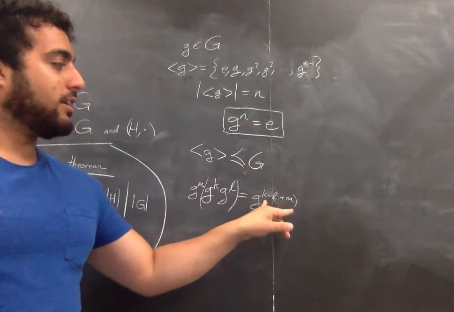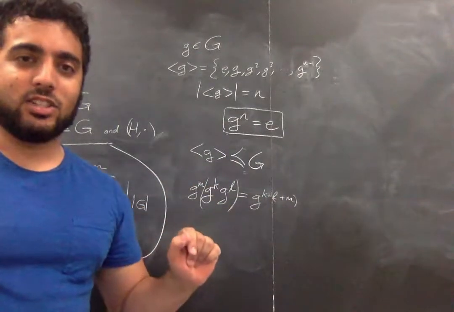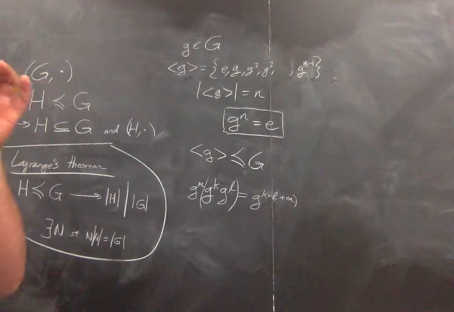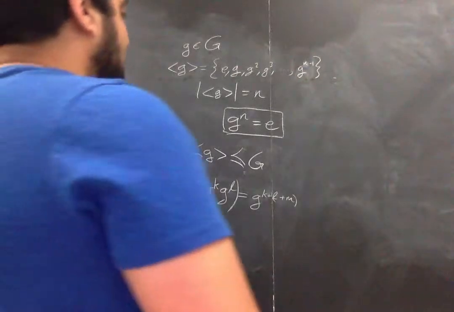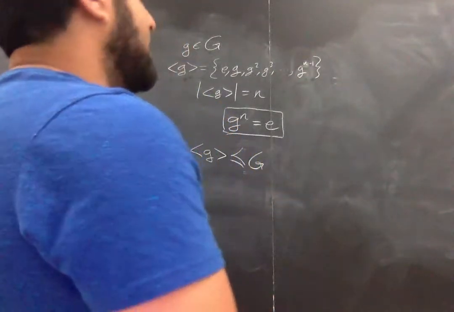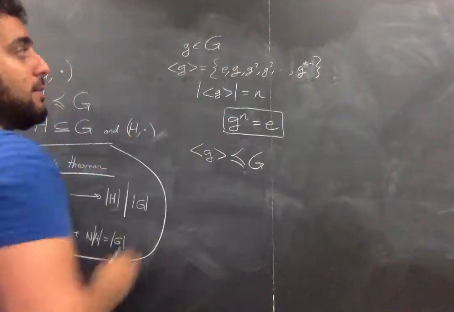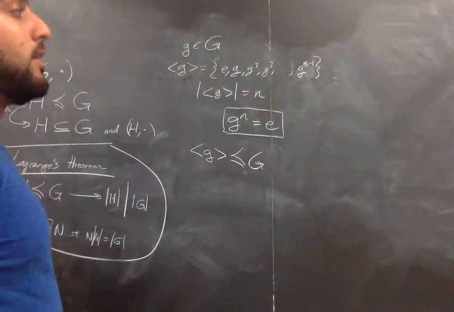We actually inherited it from the associativity of ordinary addition of integers. So that's kind of interesting. So we get associativity. Do we have an identity? Of course we have an identity. It's the same identity as we had in G. And do we have inverses?